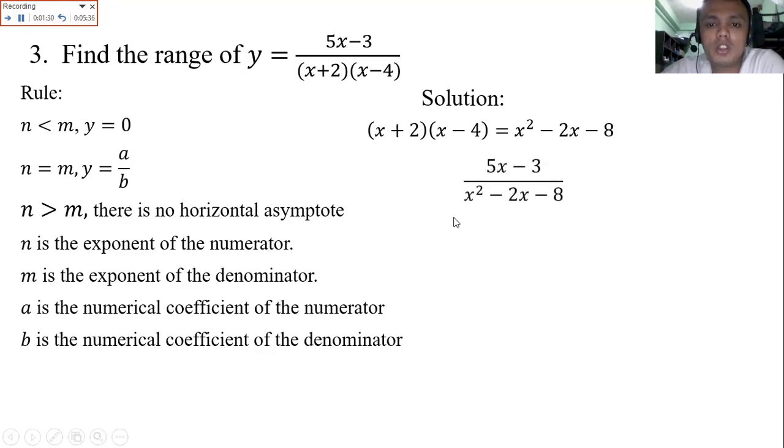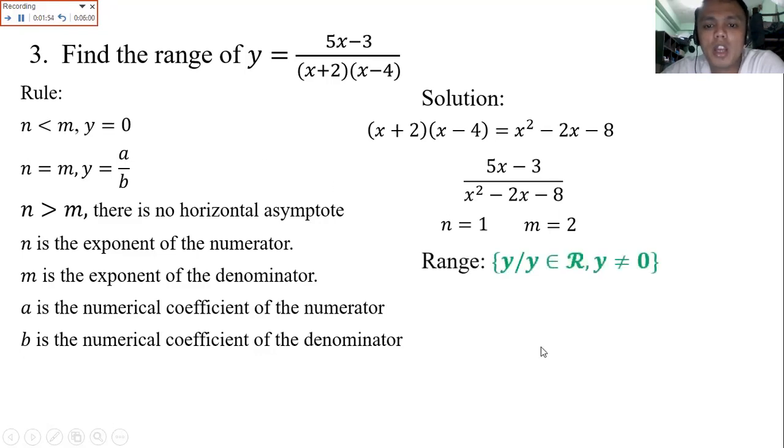Now, what is your n here? Yung n is the exponent of the numerator, magiging 1. Yung m is the exponent of the denominator, yung highest degree o yung highest exponent of x is 2. So yung m is 2. Now, as you can see, your n is less than m. Mas malaki yung m kaysa sa n.